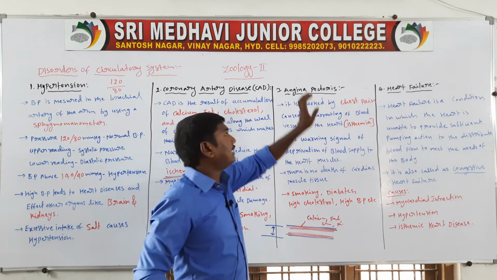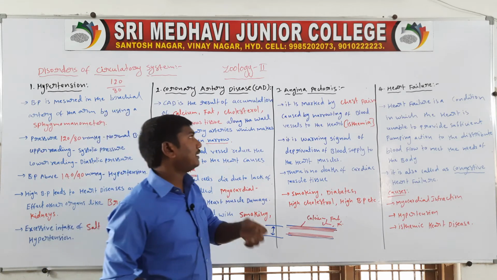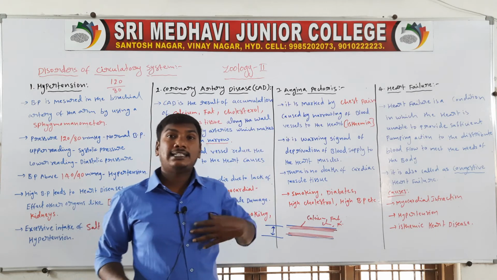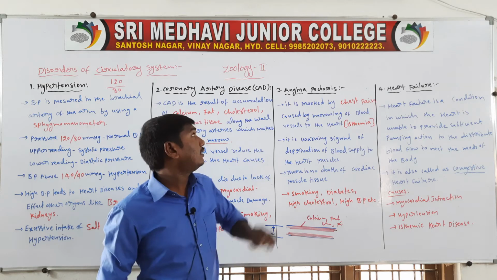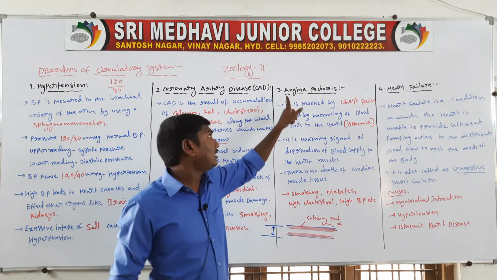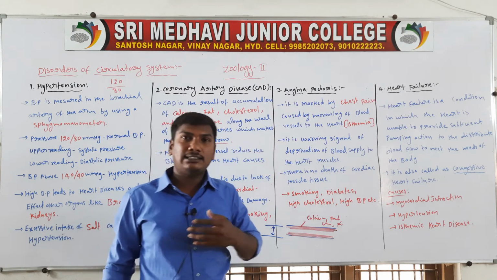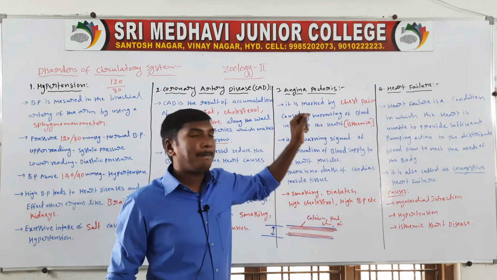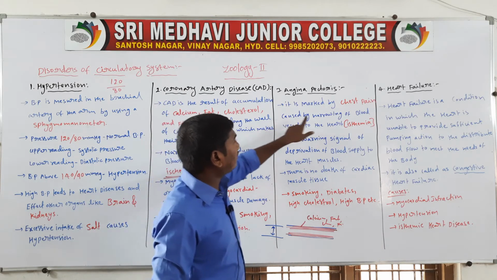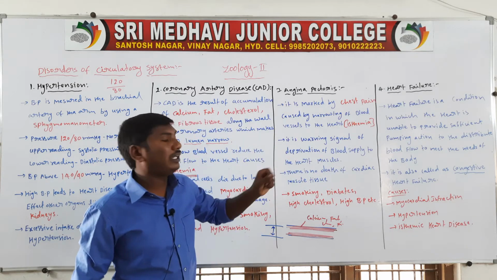Next, the third one, angina pectoris. Angina pectoris is marked by sudden chest pain, and this is its indication. This disease is caused by narrowing of the blood vessels to the heart.